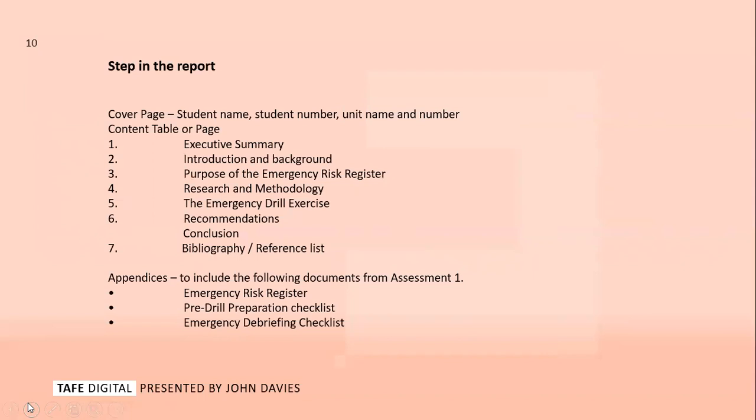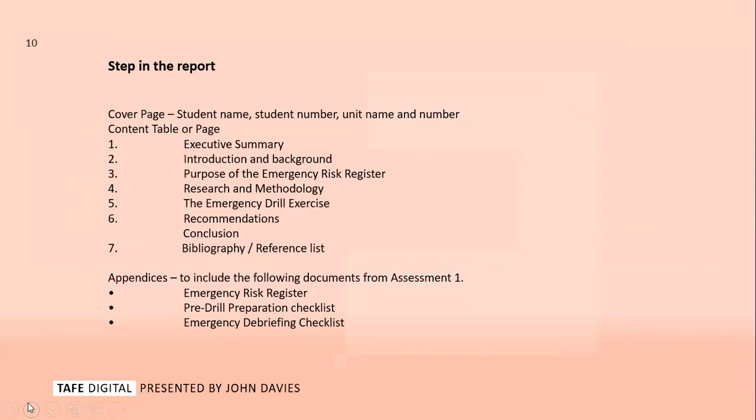Then we move on to number 2, introduction and background. Write briefly an introduction that describes the workplace where the emergency procedure will apply. Provide all relevant information such as the company, what the company produces or constructs, the nature and physical environment and the number of workers.